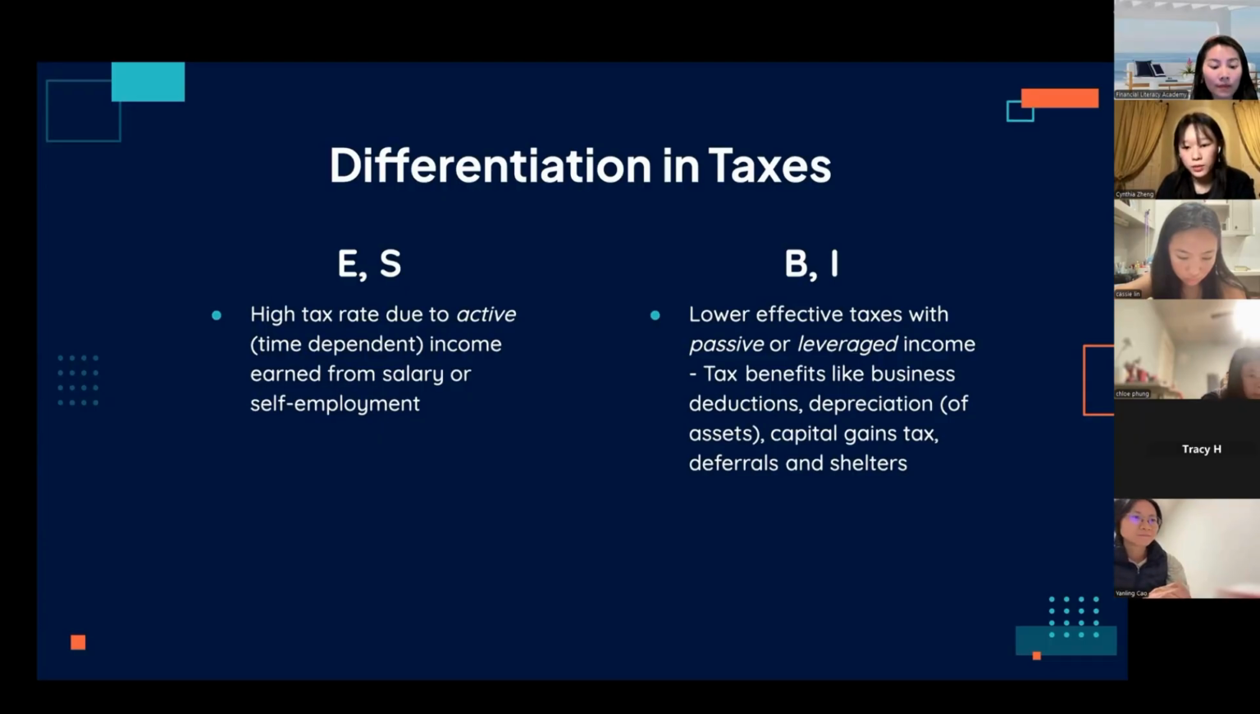And then B and I, which are business owners and investors, are able to pay less effective taxes because they mostly earn income through passive or leverage income, which comes from rental properties or partnerships. And using their businesses, they're also able to use tax benefits from business deductions, depreciation of assets, and capital gains, which are a lot less than income tax, and deferrals and shelters, which is reinvestment into their own company.